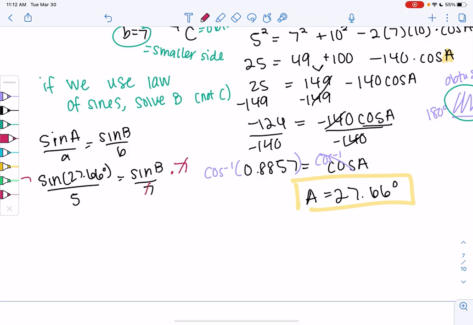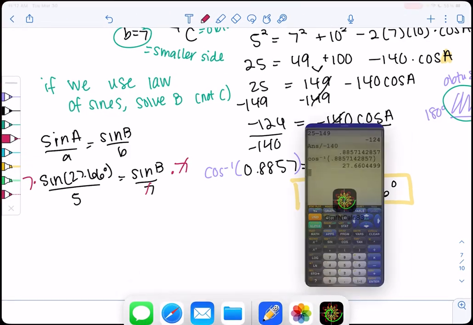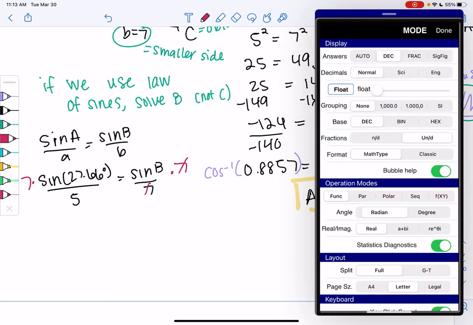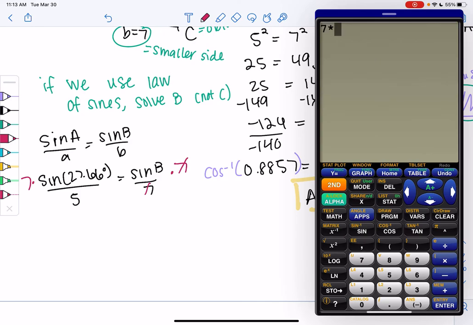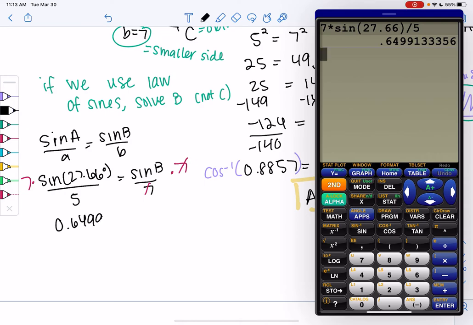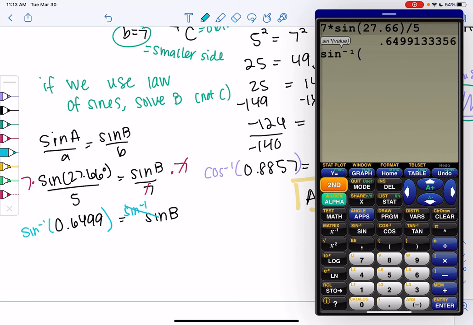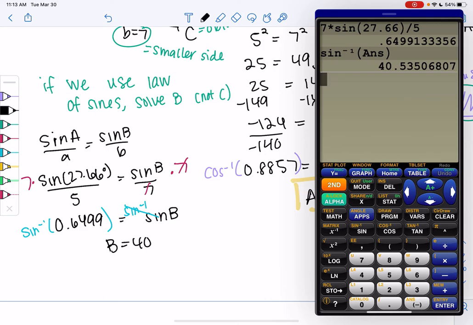Multiply by 7, and back to that calculator. Again, you might want to double check that you're in degrees if anything's coming out weird, so make sure you're in degrees. So 7 times sine of 27.66 divided by 5. So 0.6499 equals sine of b. And now we can use sine inverse to get rid of the sine. And that's how we solve for angles. So you can do second sine for sine inverse. You can click on it depending on your calculator or use ANS. That way you can use all the decimal places. And b is 40.54 degrees.